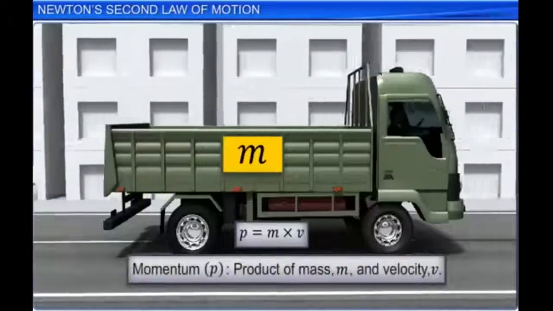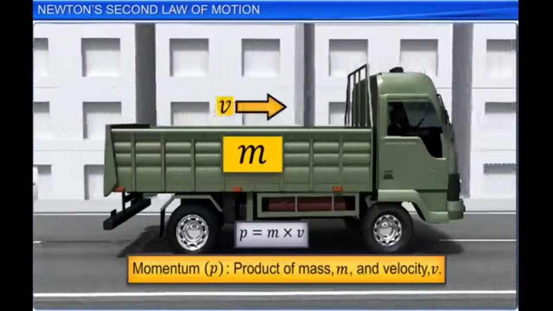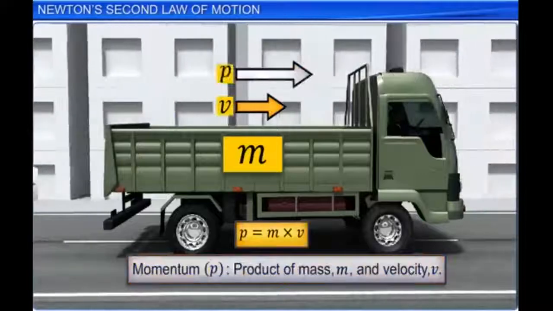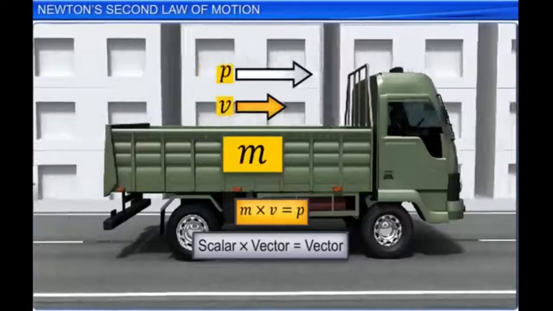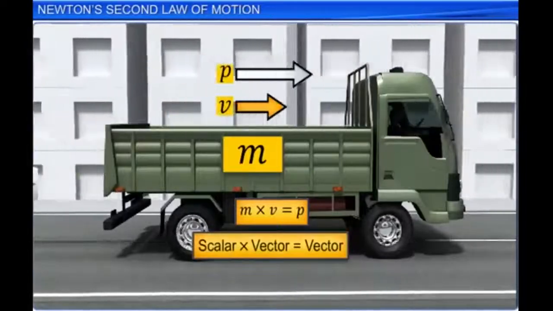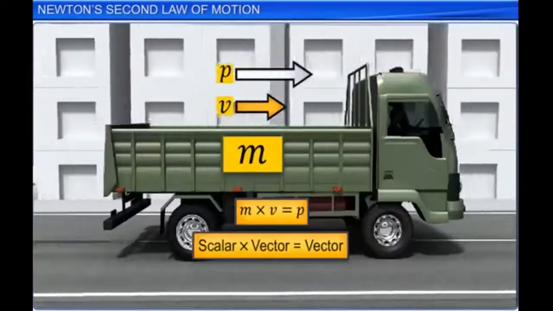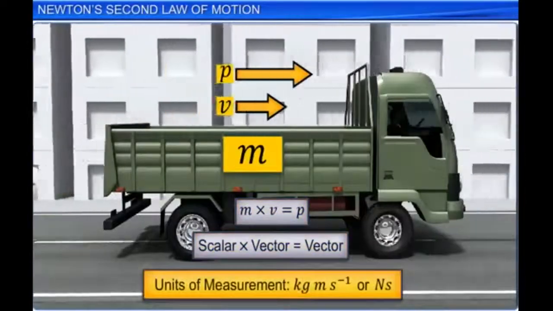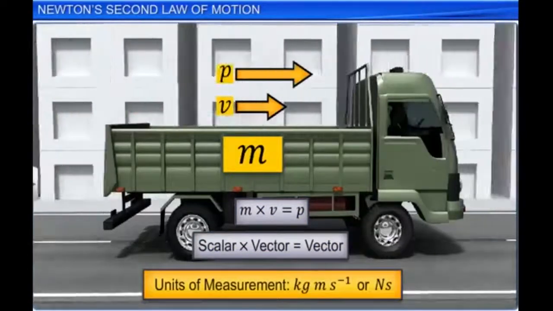The momentum of a body is defined as the product of its mass m and velocity v. Momentum is denoted by p. Since mass m is a scalar and velocity v is a vector, their product, momentum p, is a vector. In the SI system, momentum is measured in kilogram meter per second or Newton second.